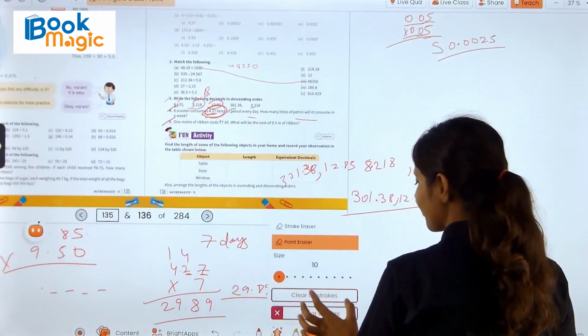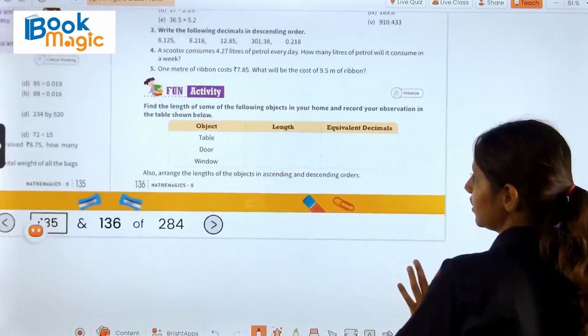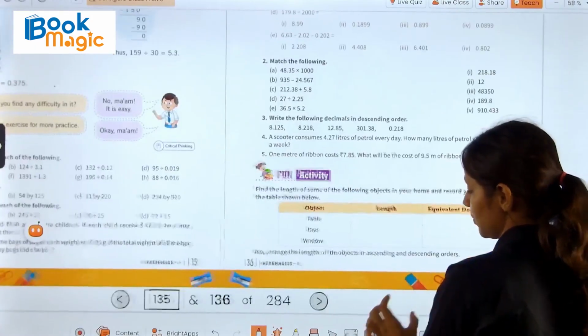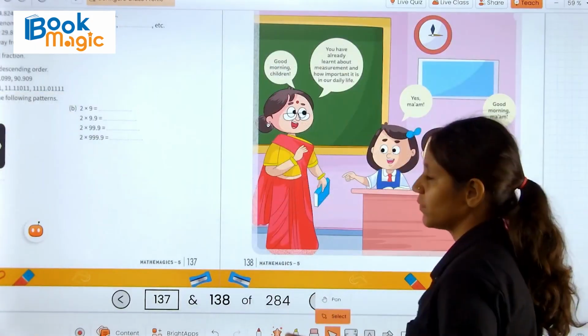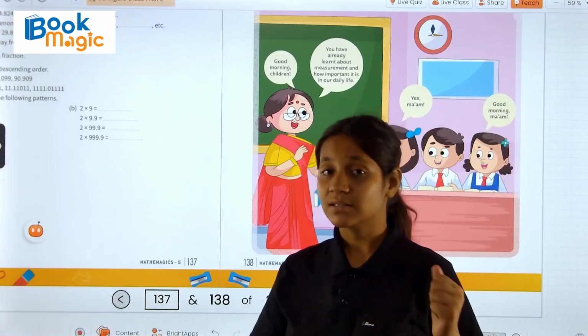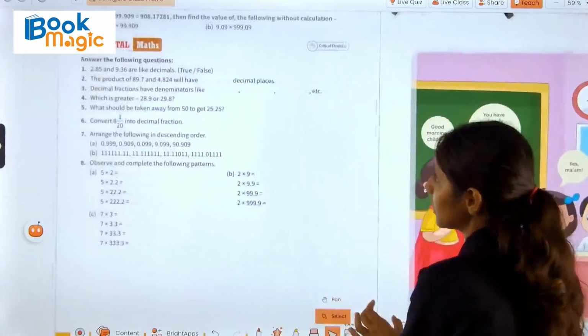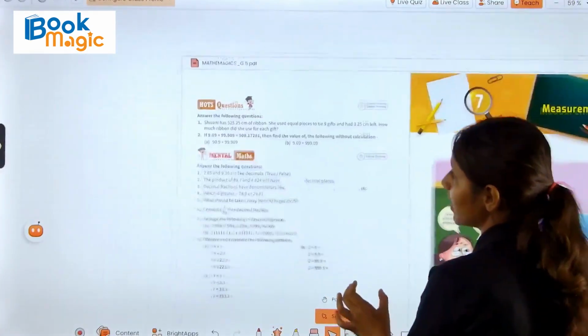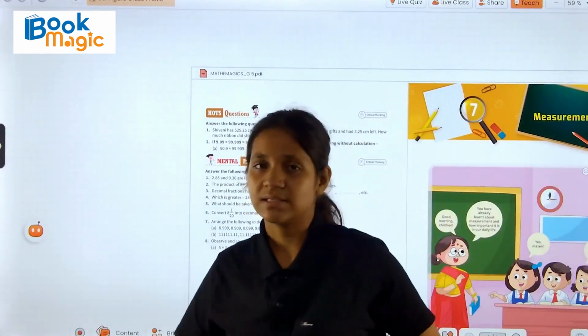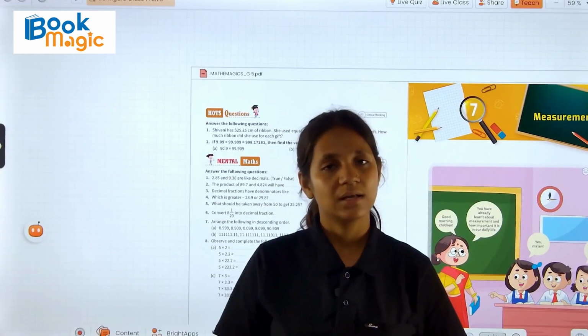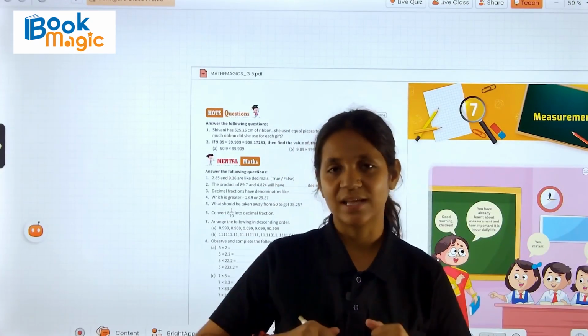Then we have the fun activity. Students, this fun activity you will do in your school maths lab with the help of the teachers and the classmates. And then we have the mental maths portion and the hot question. All this you have to do in your school with the help of your teacher and friends.